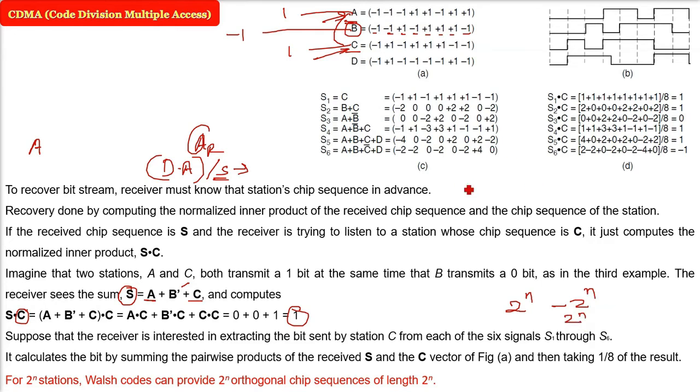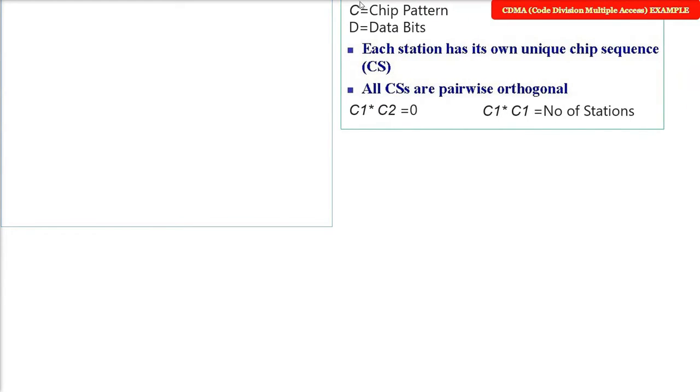Now let me show you the exact example. We are taking an example of CDMA, or code division multiple access. C is for chip pattern. Chip pattern means the unique code assigned to an individual station. Every station is assigned a unique chip sequence called the chip pattern. Two machines will not have the same chip sequence. Wherever you see D, that will be data bits.